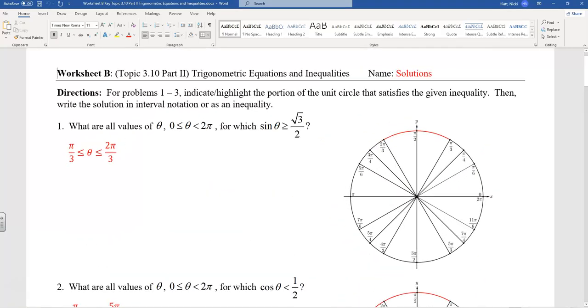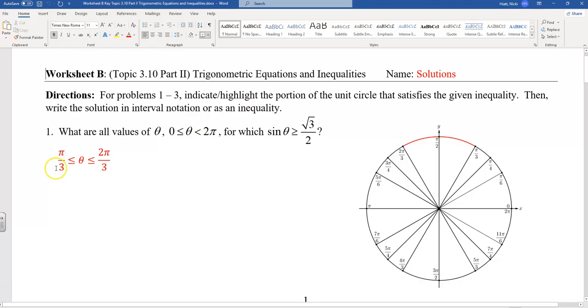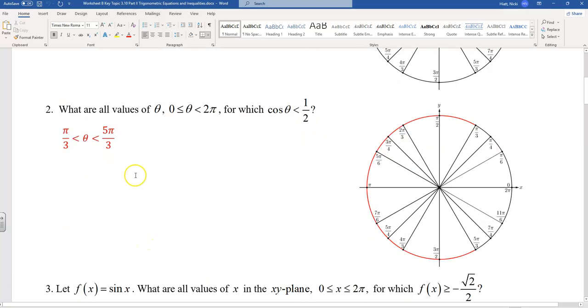For number 1, you should get pi over 3 to 2 pi over 3. It gives inequality notation. You want brackets with both of them if you use the interval notation, and that's because it's an or equal to sign. For number 2, you want from pi over 3 to 5 pi over 3. That one's going to have parentheses if you used interval notation because you have a less than sign.